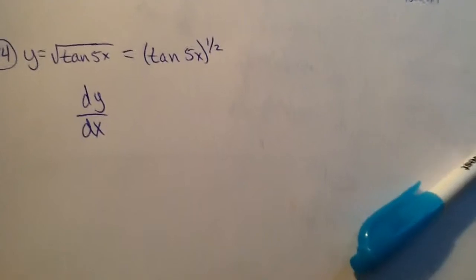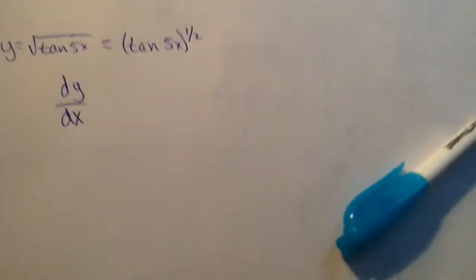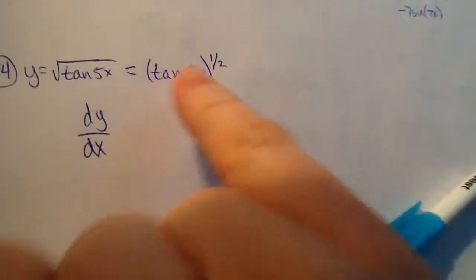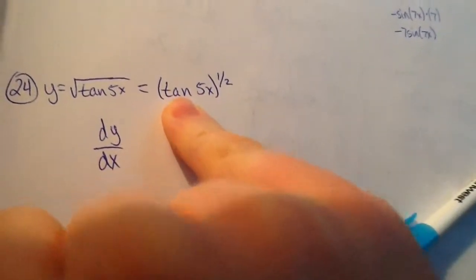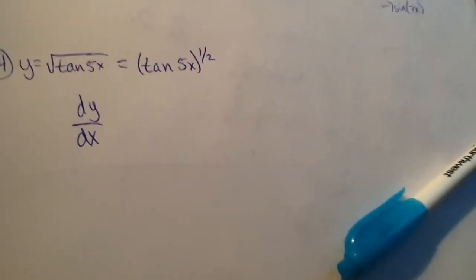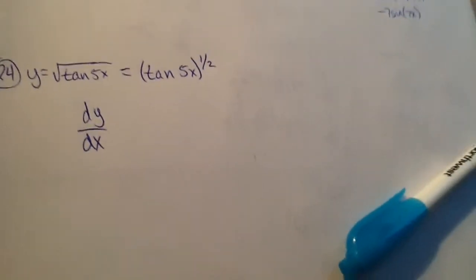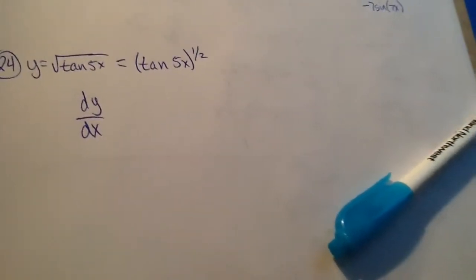I highly recommend you pause this one and try it if you haven't done it yet, because this one's not bad. I feel like you could have success if you just remember what the derivative of tangent is. See, I don't even know if I remember. I think it's secant tangent. Or no, it's secant squared. I think it's secant squared.